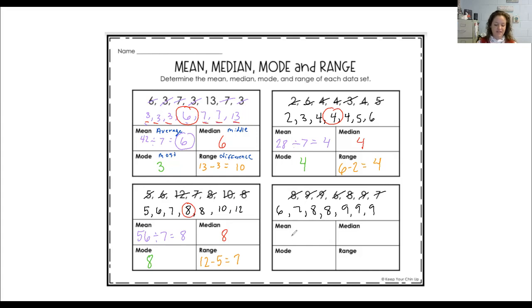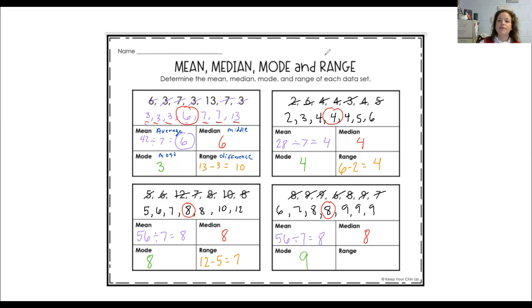First one, let's find our average. So we've got to add all of those up. We've got 6 plus 7 plus 8 plus 8 plus 9 plus 9 plus 9 equals 56. And then we've got to divide by our total digits, which is 7, and our mean is 8. Very nice. Now our median, which is our middle number, is 8. And our mode, which is the one that appears the most, which is what?